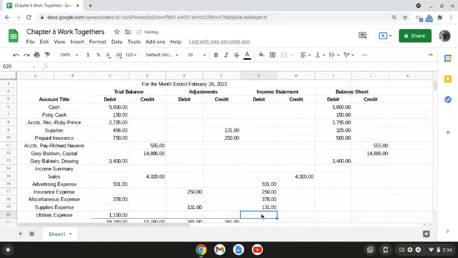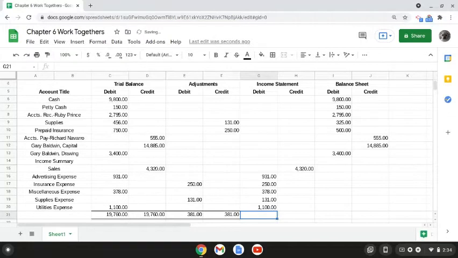And finally, the last account is going to be utilities expense. So this account was listed in the trial balance debit column as an amount of $1,100. So we are going to transfer this number over to the income statement debit column. Okay, so now we are done with our expense accounts, and we are now ready to total these columns.